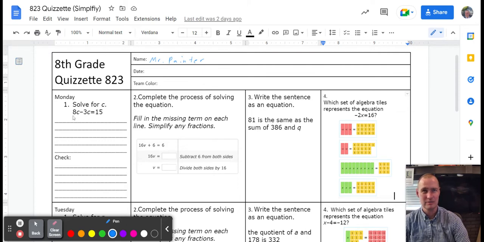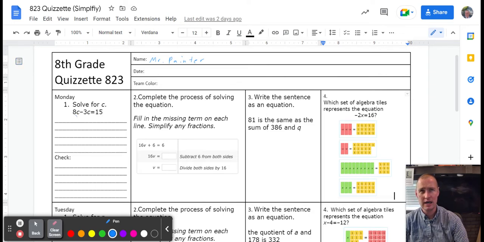Starting on Monday. Monday, we have solve for C. Now, what I want to do is I want to take C and pretend it is a cat. We all love cats, most of us. Now, in this situation, let's say we have 8C minus 3C equals 15. Now, let's say C is for cats.